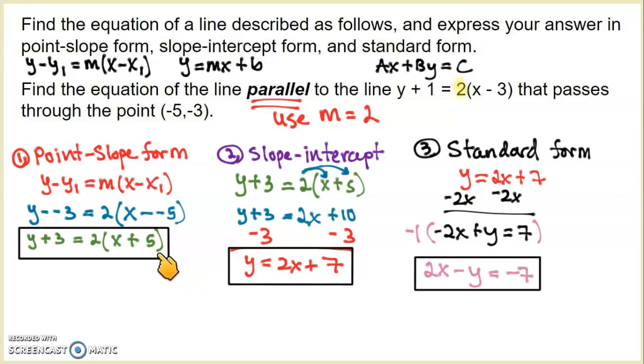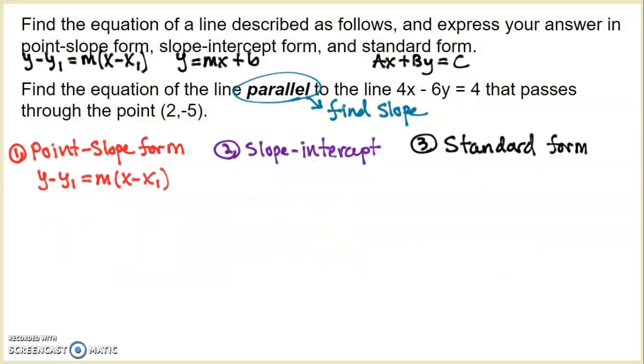But these three equations, if I were to graph them in the calculator along with this one, well, these three would be the same, but they all would be parallel to this one because each of them has the same slope of 2. So I want you to try this one.